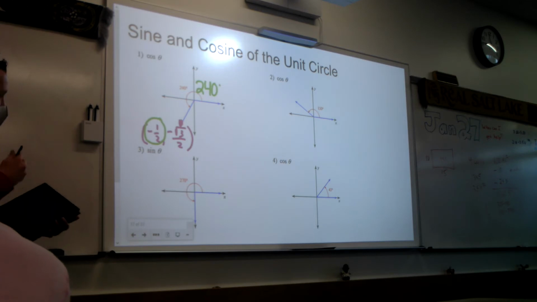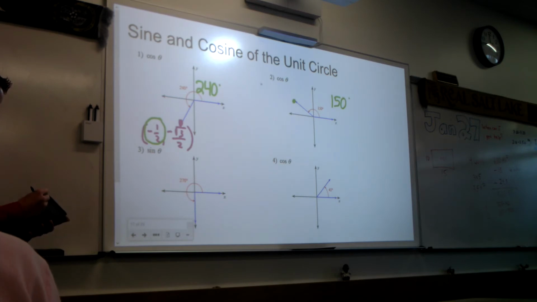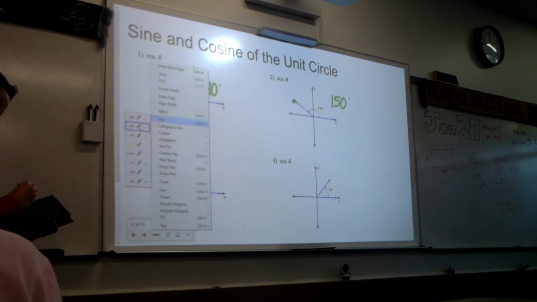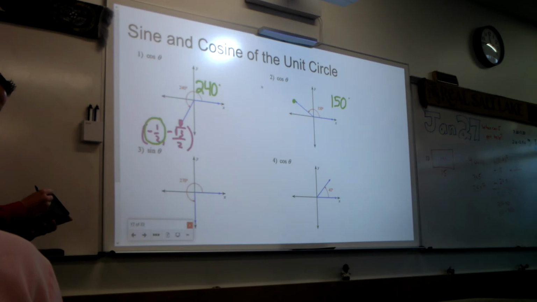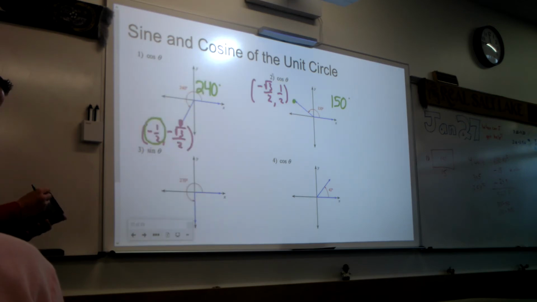Let's go to Isaac. Number 2, we're doing 150. What are the coordinates at 150 degrees, Isaac? Negative square root of 3 over 2 and a positive 1/2. Great. If I'm doing cosine, which one do I want of those? Negative square root of 3. The x one. There's your answer.